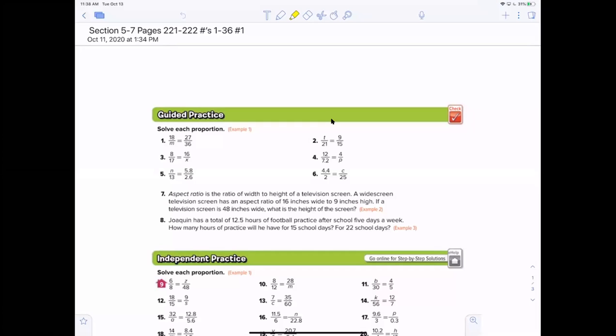When you set up a proportion, do you remember what's the rule for solving a proportion? Do you remember from last year? Do you remember cross multiply? And then what? Cross multiply and then divide. So bear with me. Cross multiply and divide. All right, so here we go.